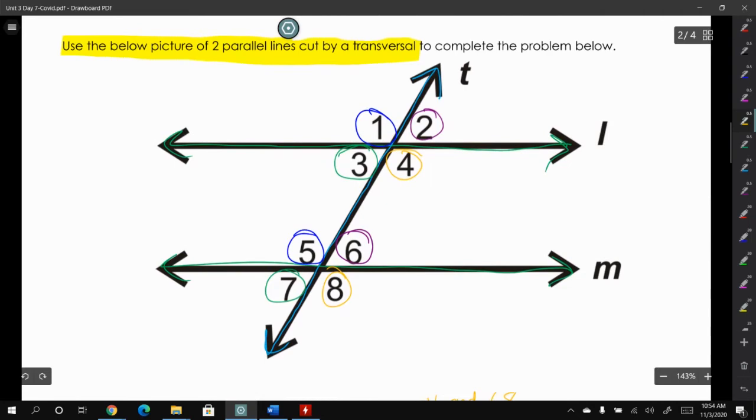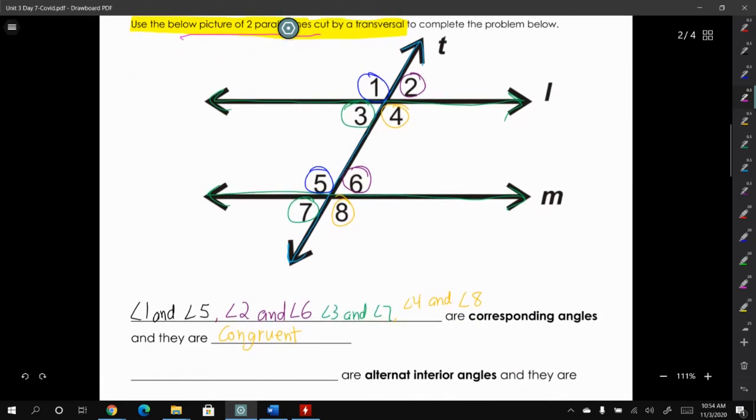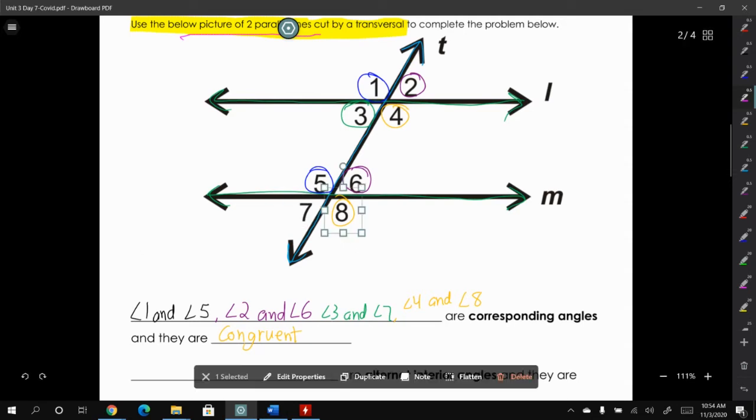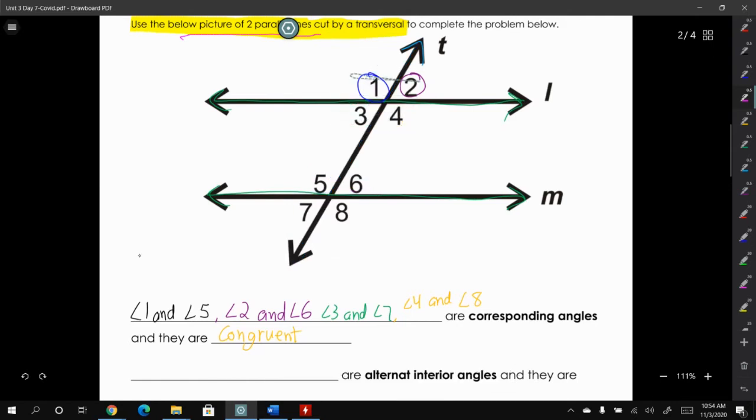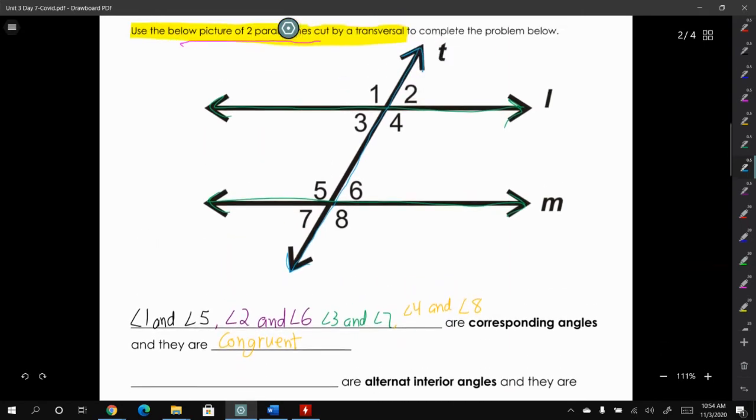All right, so again, this is only true if our two lines are parallel. Corresponding angles are congruent. All right, I'm going to erase this stuff here. And then what we're going to do is talk about the alternate interior angles. That's the next one, alternate interior.